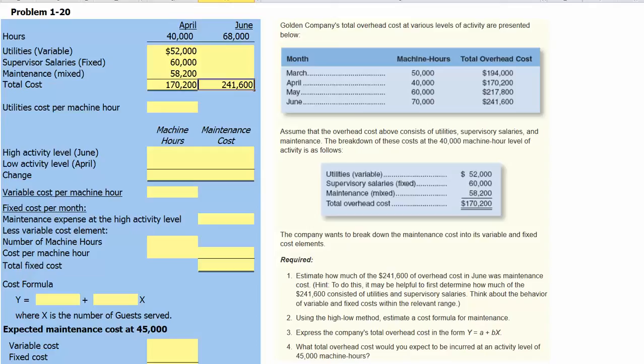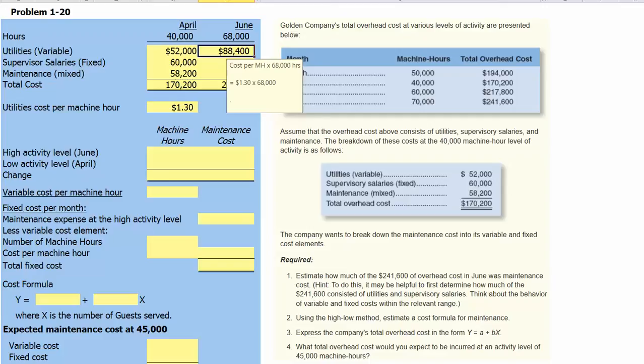We can begin by looking at our utilities cost, which we're told is purely variable. And our variable cost per machine hour then is $1.30. We calculate this by taking the $52,000 in utilities cost and dividing it by the activity level of 40,000 machine hours. We can now estimate our utility cost for the month of June by taking that $1.30 per machine hour and multiplying it by 68,000 machine hours, and we get an estimated utilities cost for June of $88,400.